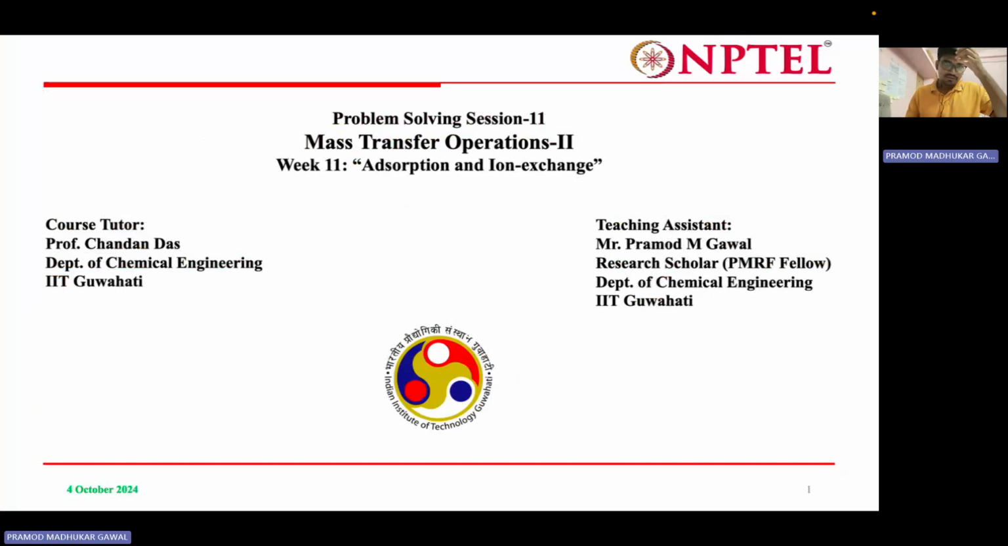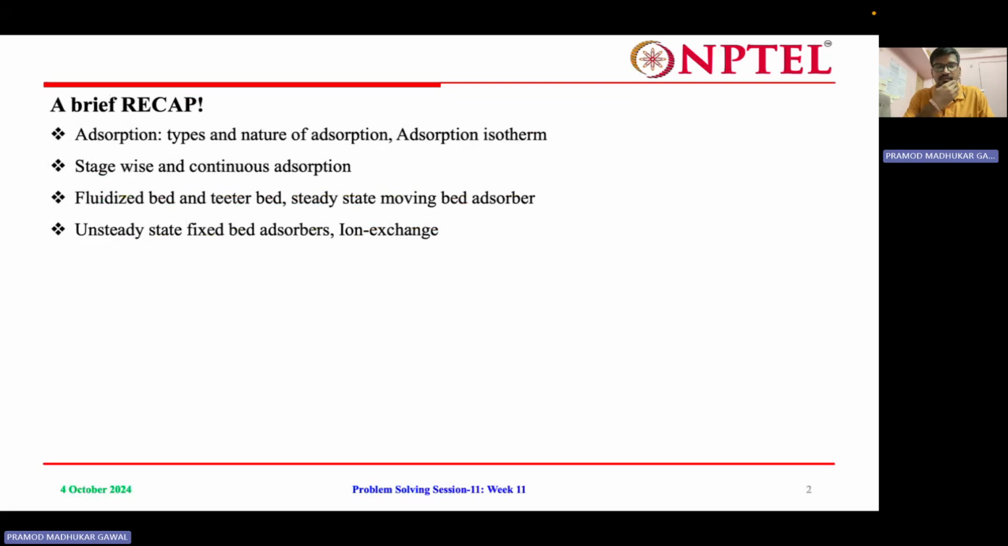So good evening. Today we will see problem solving session 11 on the topic adsorption and ion exchange. Here is a brief recap. The first two topics we saw in the last week. Now in these sessions we are going to solve problems on fluidized bed and tethered bed, steady state moving bed adsorber, then a steady state fixed bed adsorber and ion exchange. Based on these topics, we are going to solve the problems.